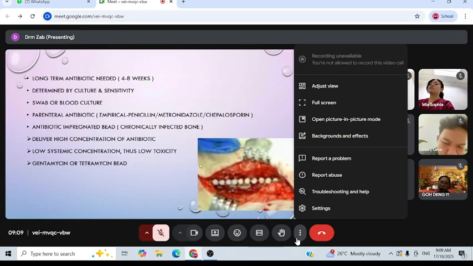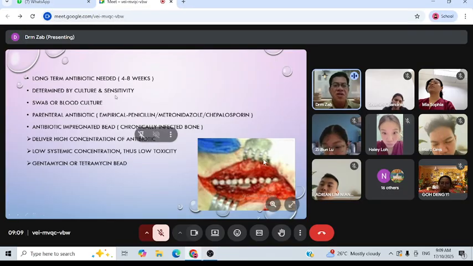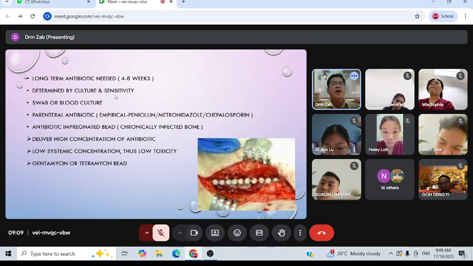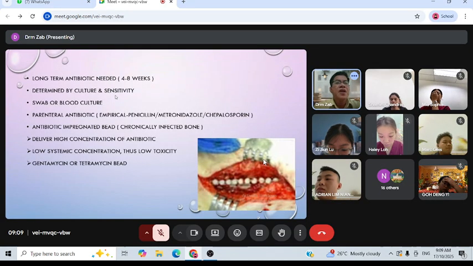Right. So usually long-term antibiotics are indicated, about 4 to 8 weeks in duration. Antibiotics are basically determined by culture and sensitivity. That is the best way to determine what antibiotic to give the patient. So you either take a swab or blood culture, or you can take a sample of tissue. Sample of tissue meaning you do a marrow culture and sensitivity. Okay, right.